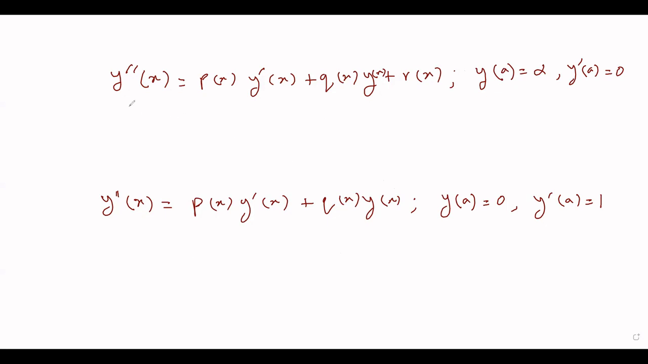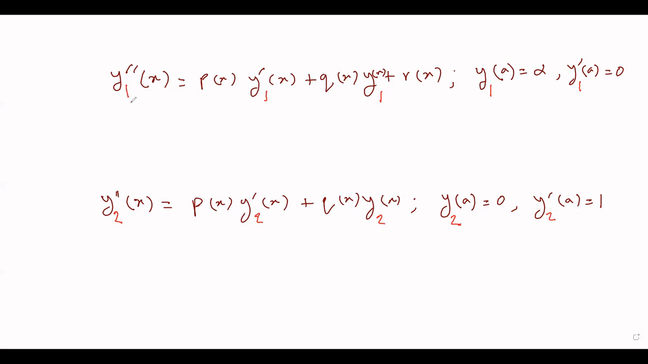Now, if the first equation is satisfied by y equals y1, then you can just replace y by y1 in the first equation. And for the second, we assume that the solution of the second initial value problem is y2 of x. So you can just replace y by y2 in the second equation. So y1 at a is alpha, y1 prime at a is 0, y2 at a is 0, y2 prime at a is 1.